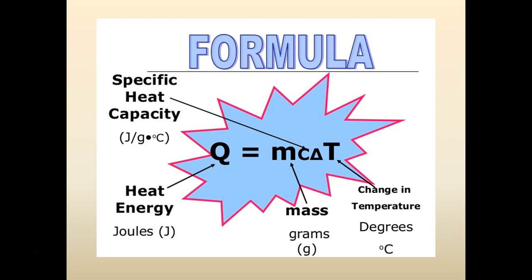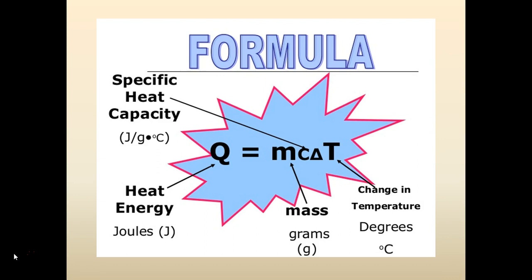Q stands for the heat in a reaction, so the unit we use is joules. M is your mass of substance, and it's in grams. So if you're given a mass for a problem and it's in kilograms, you would need to convert it to grams. C is specific heat capacity, and that stands for the amount of heat required to raise the temperature of 1 gram of a substance by 1 degree.